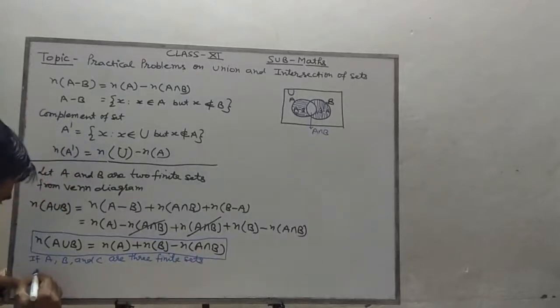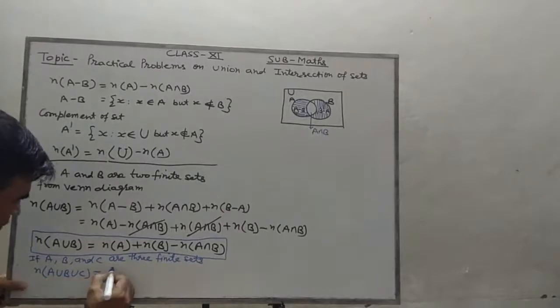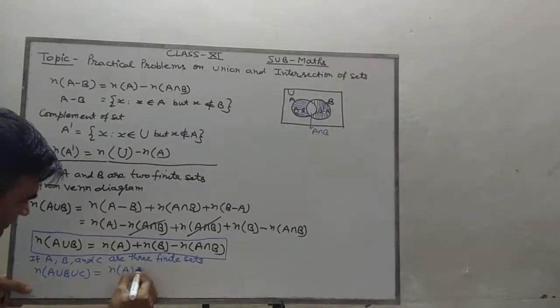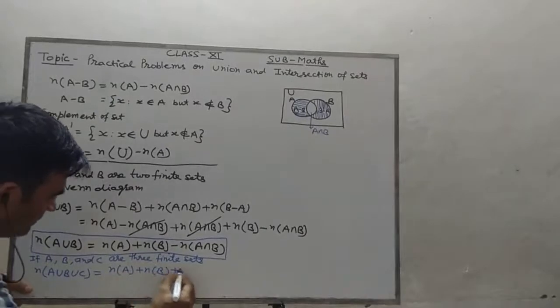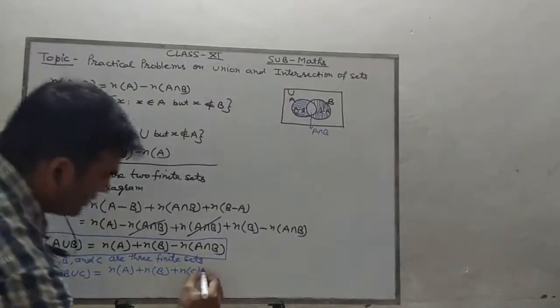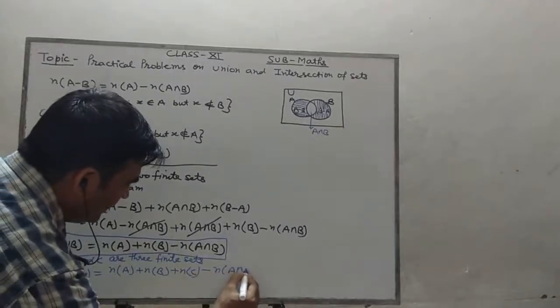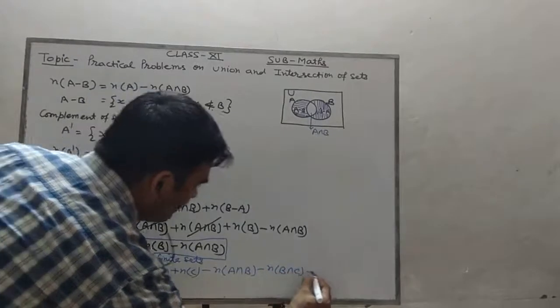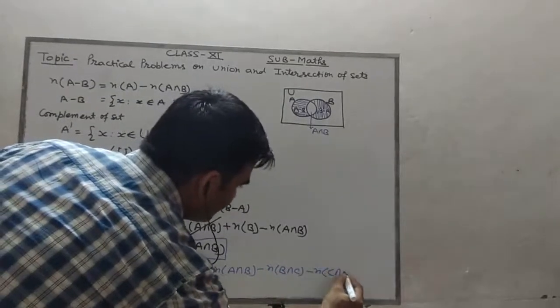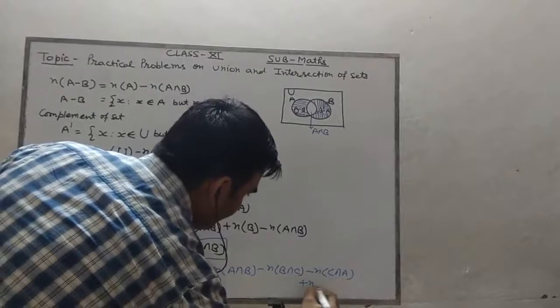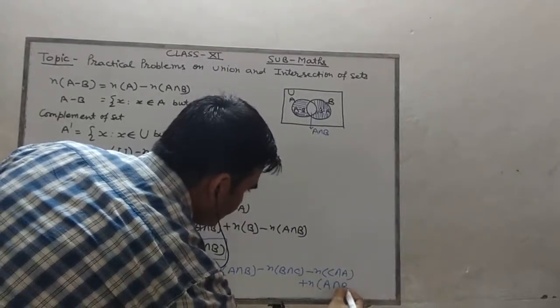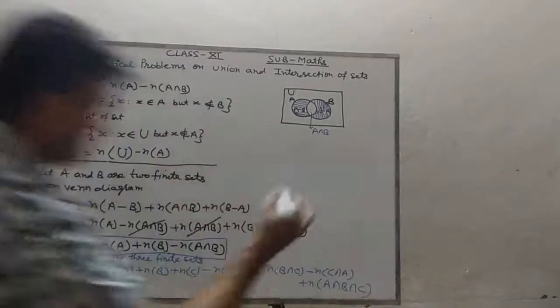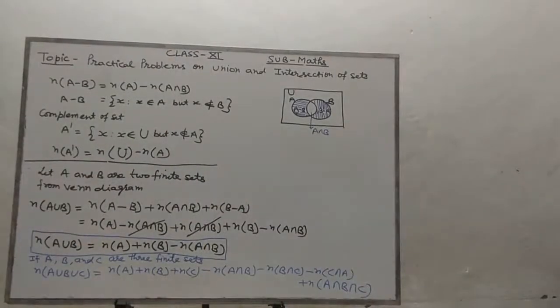then we have number of elements in A union B union C equal to number of elements of A plus number of elements in B plus number of elements in C minus number of elements in A intersection B minus number of elements in B intersection C minus number of elements in C intersection A plus number of elements in A intersection B intersection C. This is the result for three sets. This is the result for two sets.